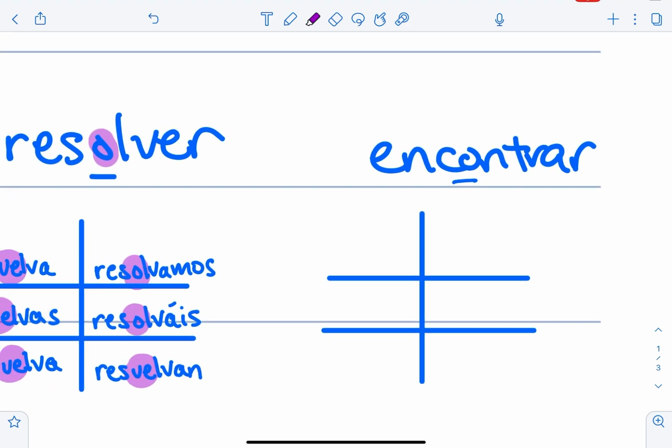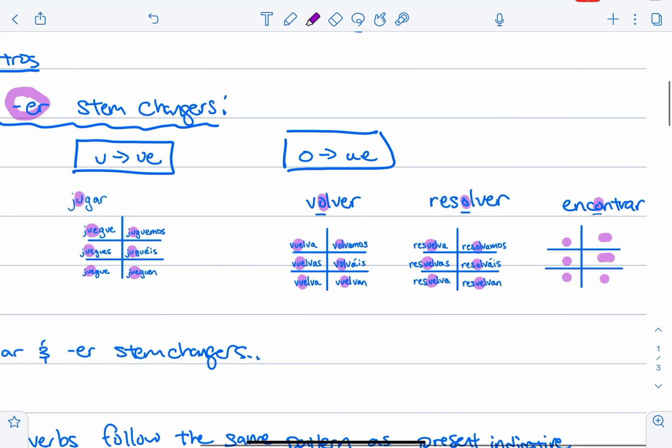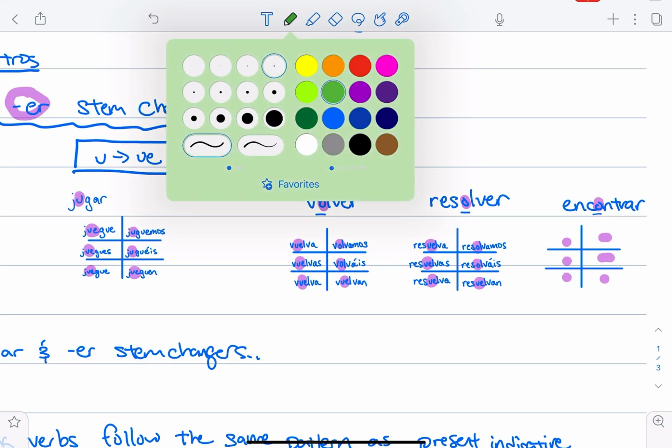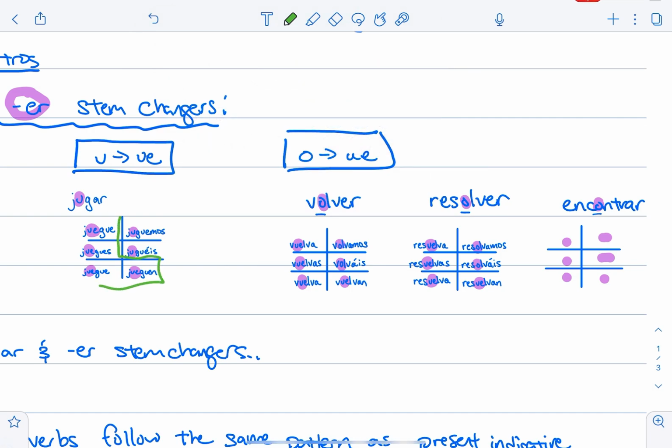Now, as practice, I want you to conjugate the verb encontrar in all of the forms. Remember that O goes to UE inside of the boot, and it stays as O outside of the boot. If it would be helpful to you, you can draw boots around your conjugation charts, if that'll help you visualize it.